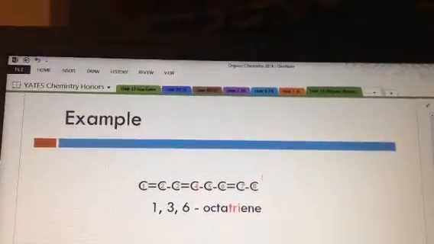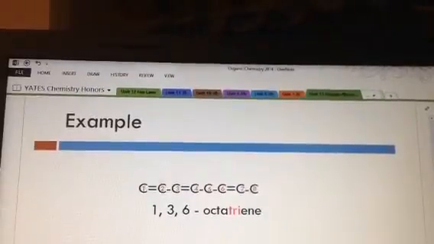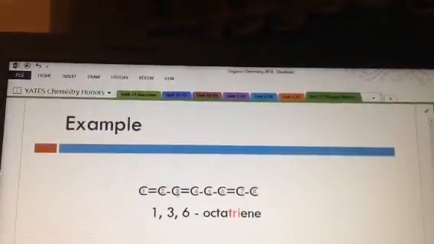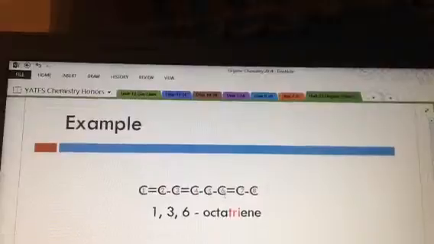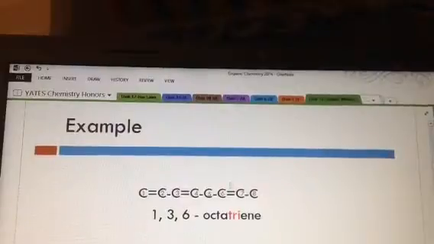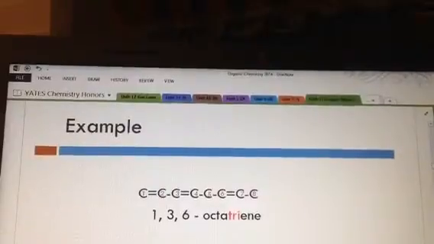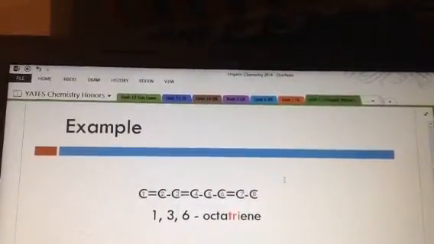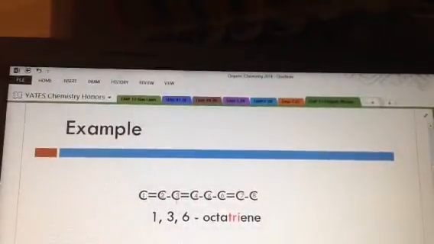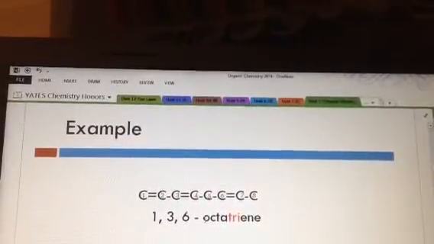Okay, next example. This one I'm going to have to count multiple times here. So if I count this direction, my numbers would be 1, 3, and 6. If I counted from this direction, it would be at 2, 5, and 7. That would make a higher total. That's why I'm counting from left to right. I tell the reader I have a double bond at 1, 3, and 6. And I have 8 carbons total.